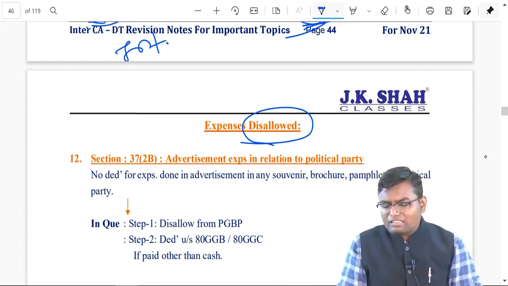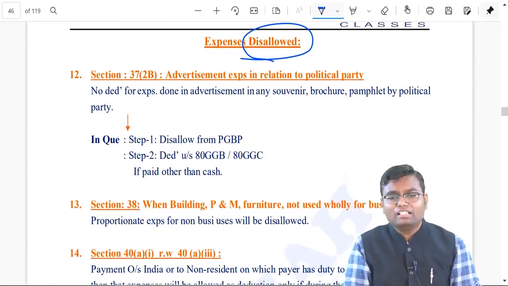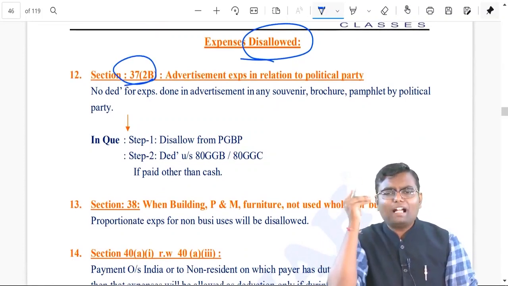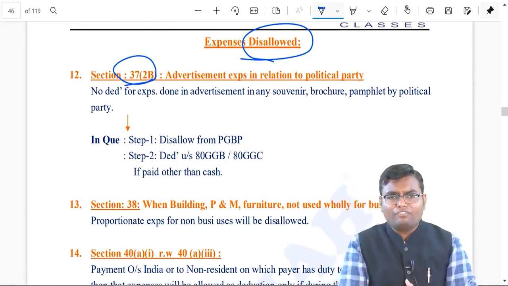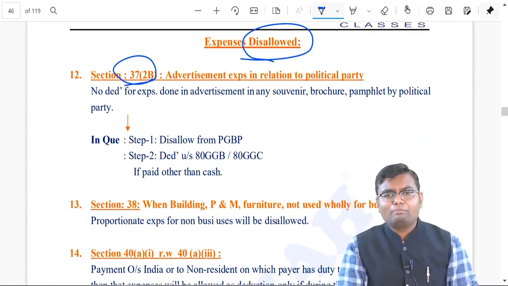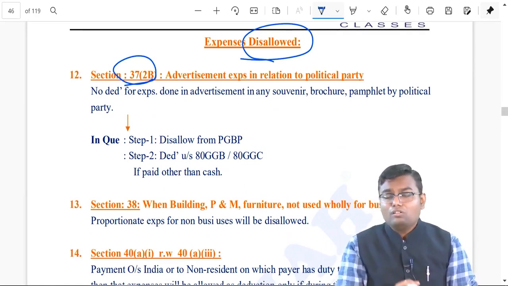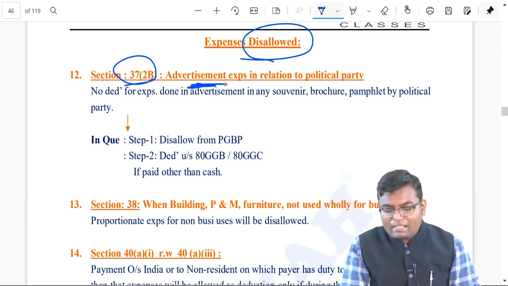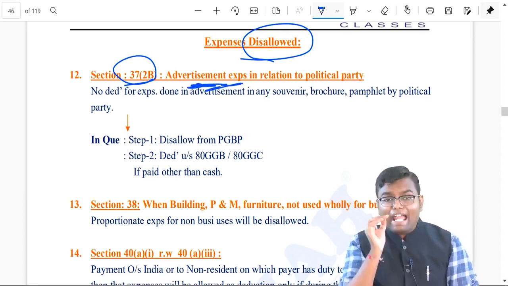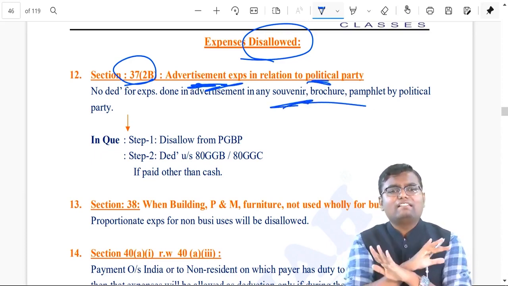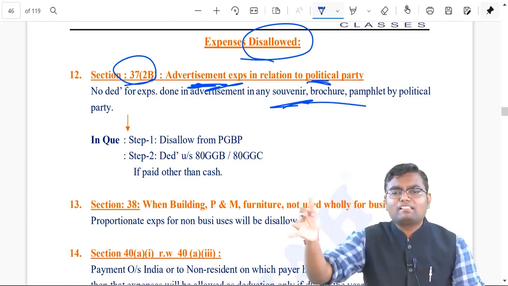Now the very first kind of disallowance, section 37 clause 2B. If any political party is coming to you saying please give us the fund, we'll print your name in our brochure, pamphlet, etc. It will be like your advertisement. So what you are actually paying to them? You are paying to them advertisement expense. Any advertisement expense paid to a political party for printing your name in souvenir, brochure, pamphlet, etc. is never allowed as a deduction, it will be disallowed.